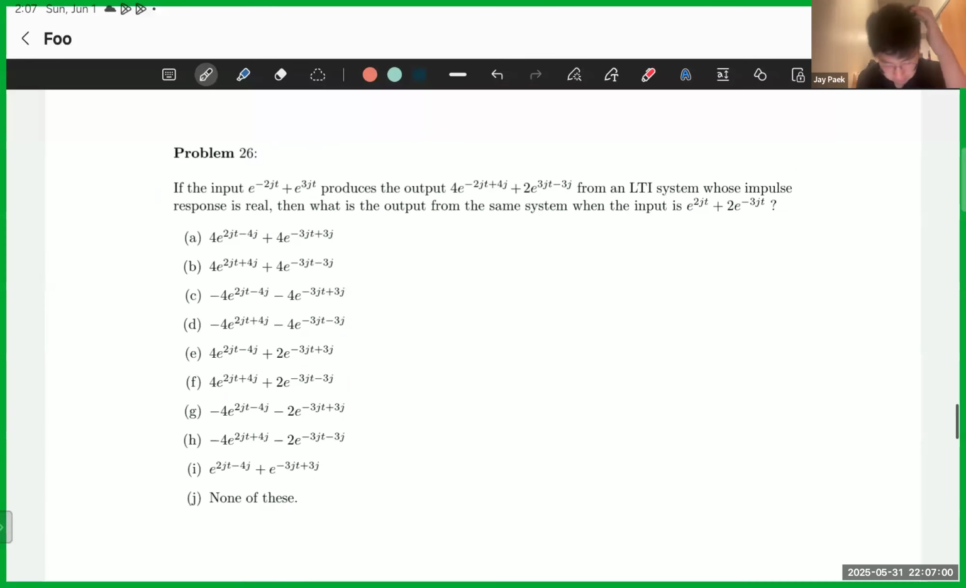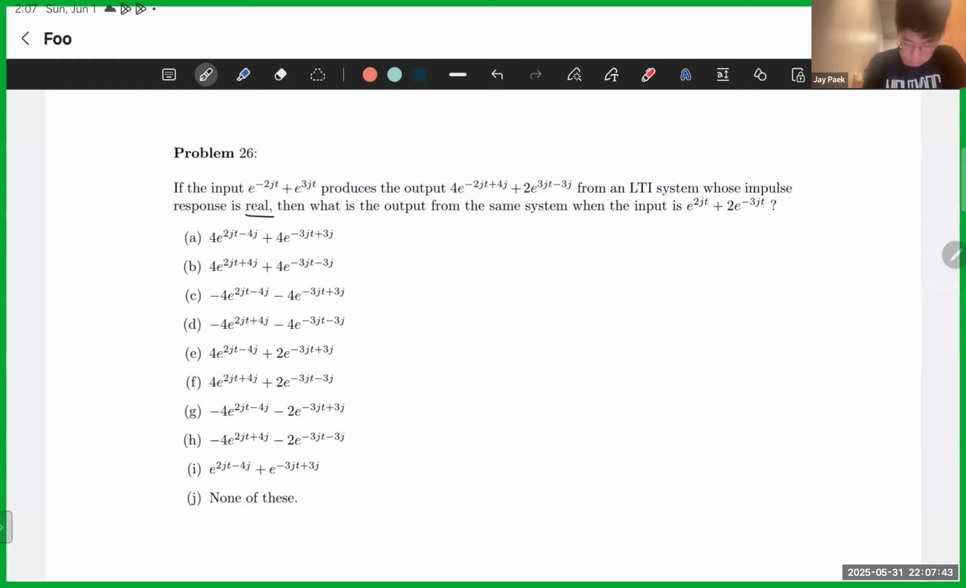26. If the input is the following, it produces the following output from an LTI system whose impulse response is real. Then what is the output from the same system when the input is that? Probably the most important thing here is to realize that this uses the eigenfunction property. You could do a Fourier transform approach, but it will be algebraically more complex, which is why I don't want to do it. Instead, I'll show you the eigenfunction way.